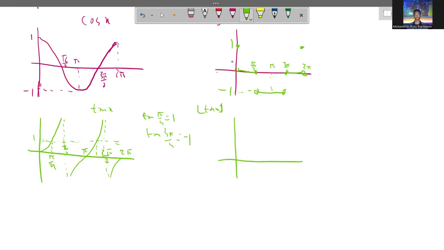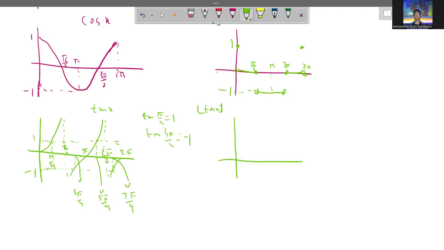And then you also need to worry about this. So this is 3 pi over 4. This here is 5 pi over 4. And this here is 7 pi over 4. Okay, I hope it's not too cluttered.